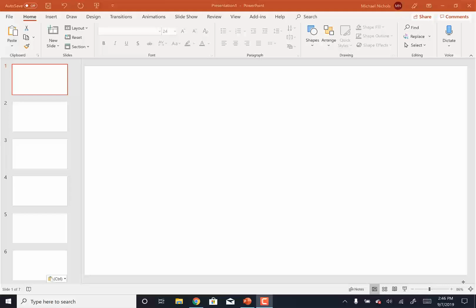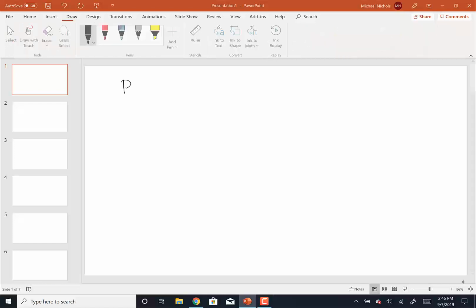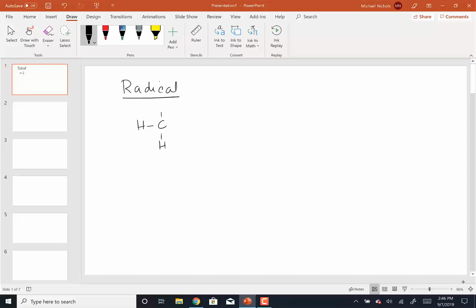Okay, so there were a couple questions regarding radicals and also resonance structures for radicals. So let's start with the issue of what is a radical in organic chemistry. The basic answer to that is that it is any carbon that has an unpaired electron on it, so it has an odd number of electrons.